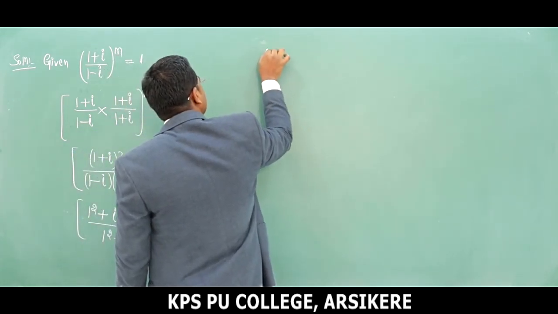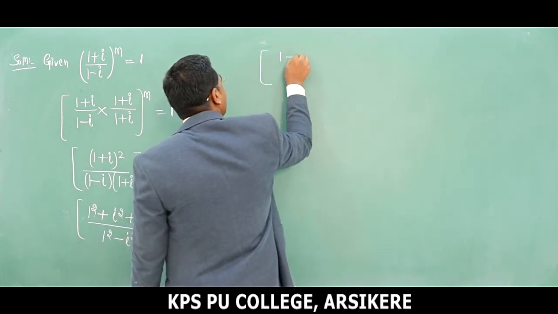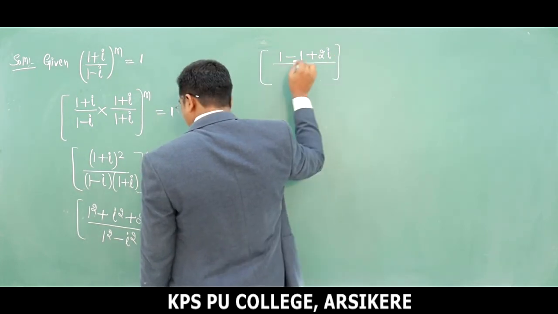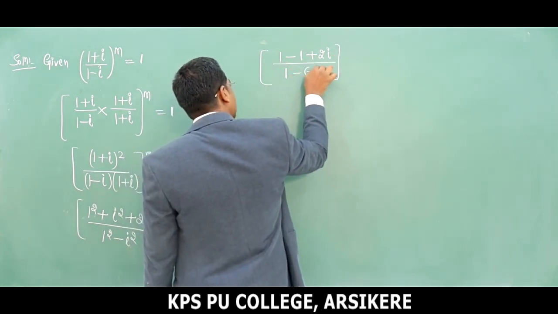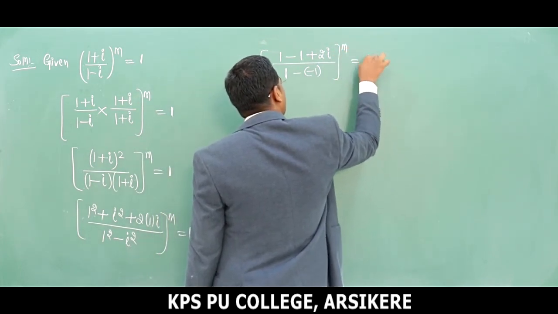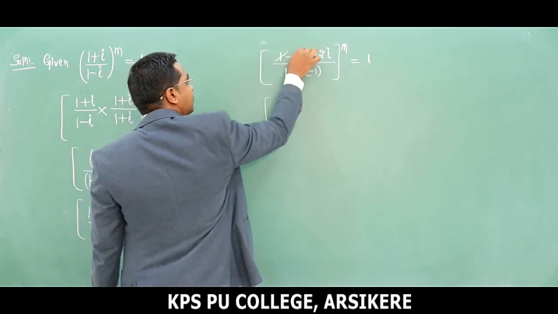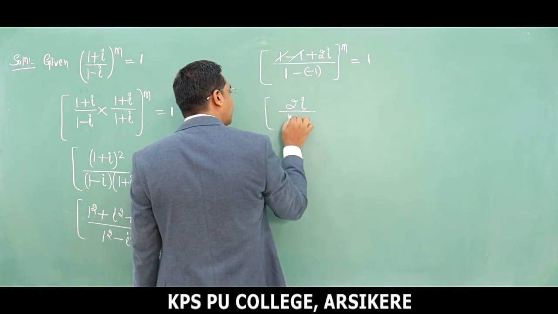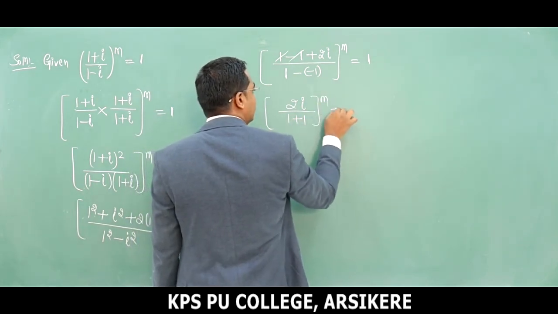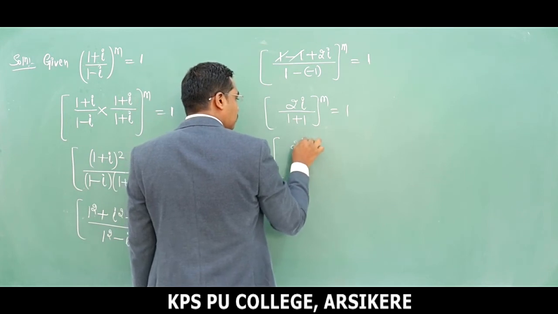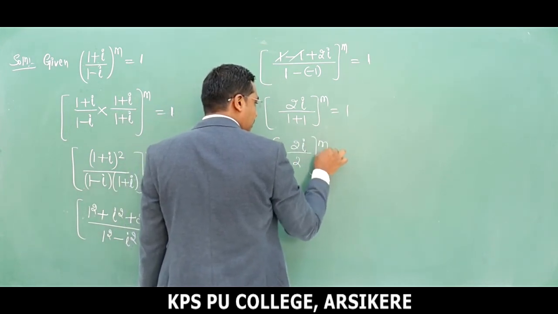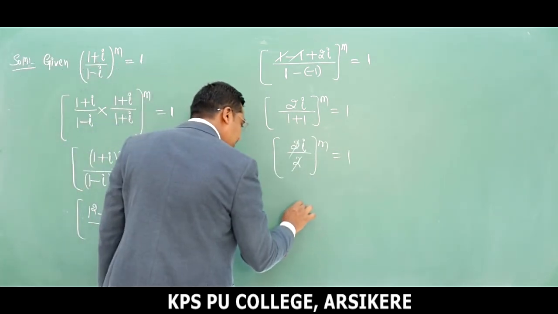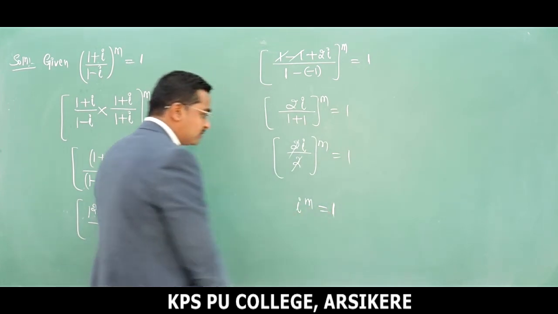Here 1 square is 1, i square value is minus 1, plus 2 into 1 into i is 2i, whole divided by 1 square is 1 minus minus 1, whole power m is equal to 1. Nice simplification. Plus 1 minus 1 get cancelled. So what are we left with? 2i divided by 1 plus 1, that is 2, whole power m is equal to 1. The 2 gets cancelled. We are left with only i. Therefore i power m is equal to 1.